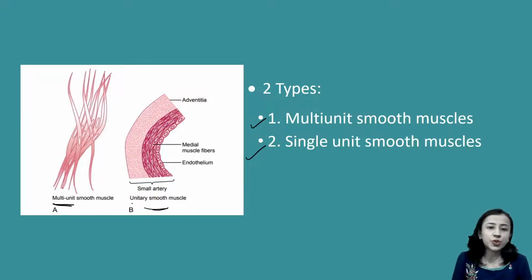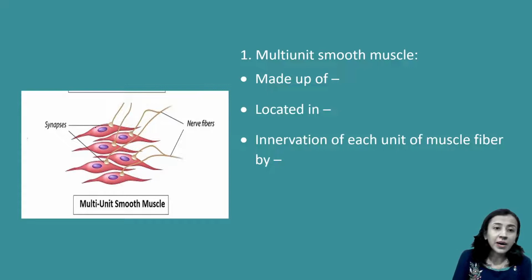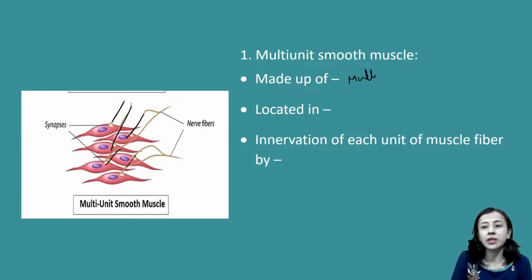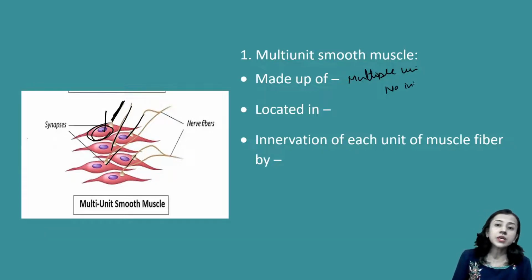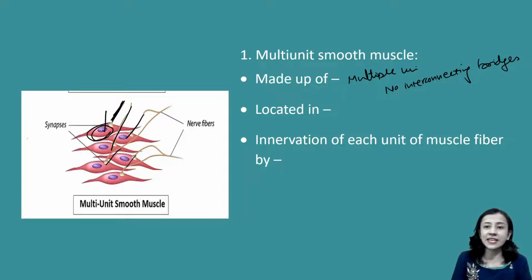Multi-unit and single unit, which is also known as unitary smooth muscle. Now multi-unit smooth muscle, what is it? You can see here, multiple smooth muscle cells have different nerve supply. One cell has got one nerve supply, so it is made up of multiple units, and they don't have interconnection with each other. When this nerve gets stimulated, this smooth muscle gets activated. So this is multi-unit smooth muscle, made up of multiple individual units without interconnecting bridges. So they don't act as syncytium or single unit.